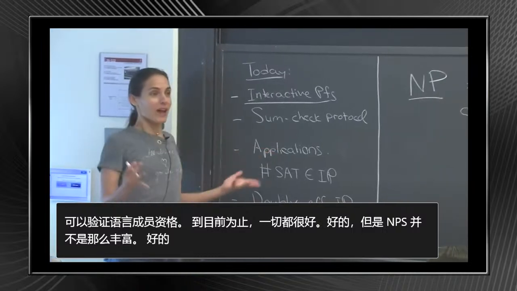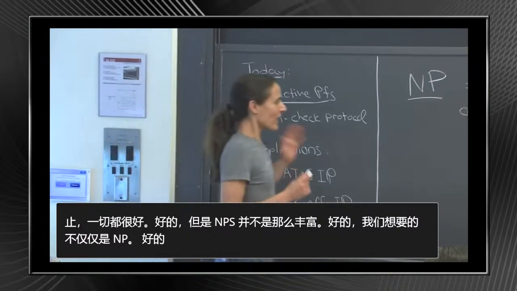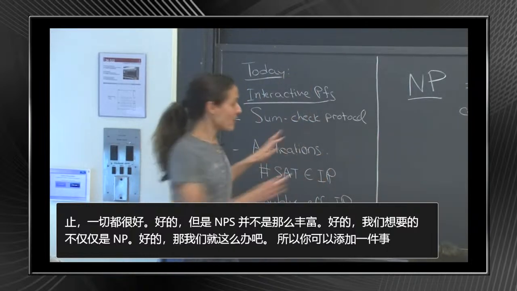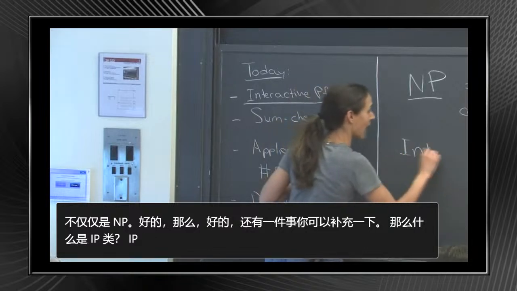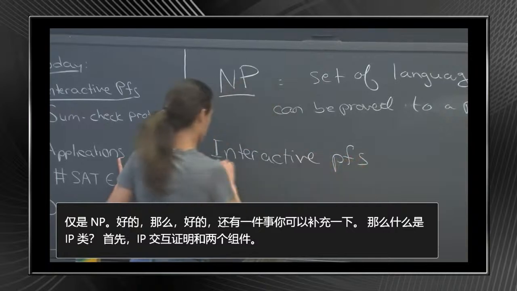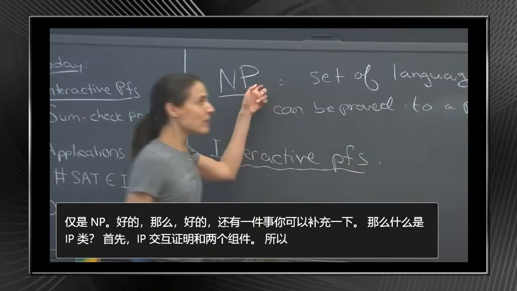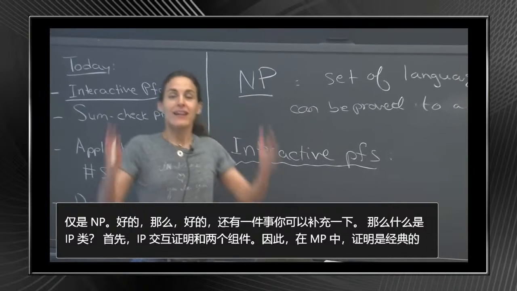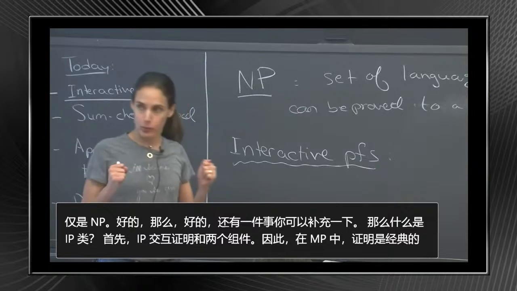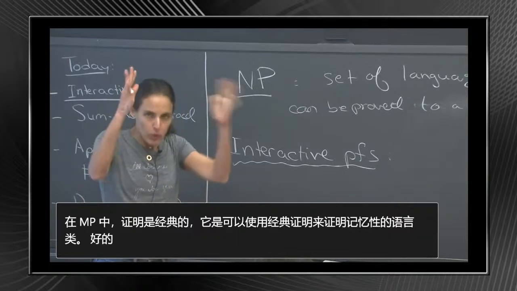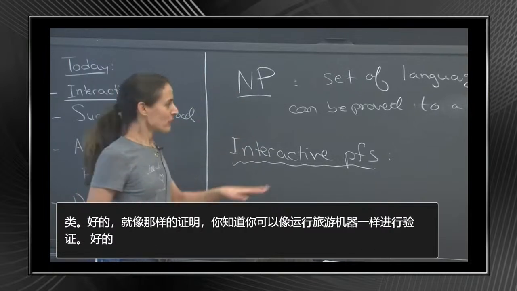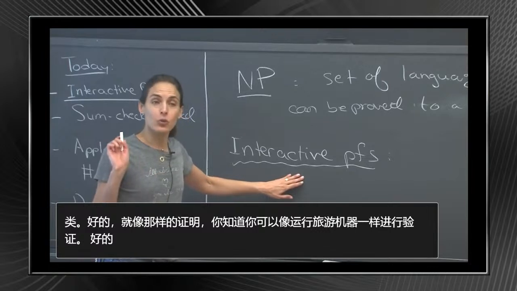But NP is not that rich, so we want more than NP. So what is the class IP? IP, interactive proofs, adds two components. In NP, the proof is classical. It's the class of languages for which membership can be proved using a classical proof, like a proof that you can verify just like running a Turing machine. Interactive proofs are different in two ways.